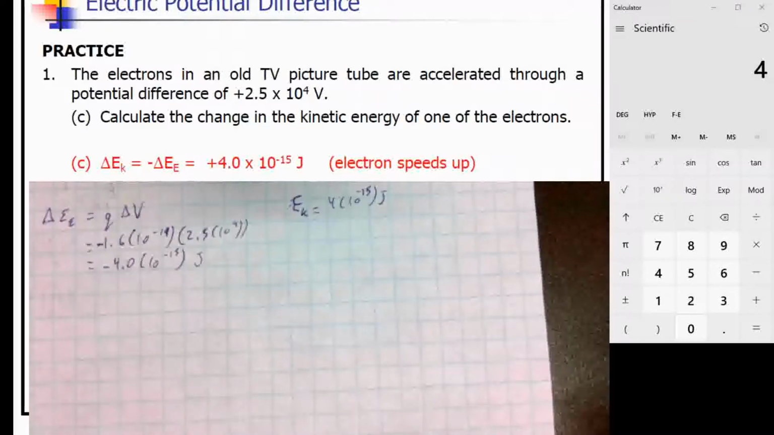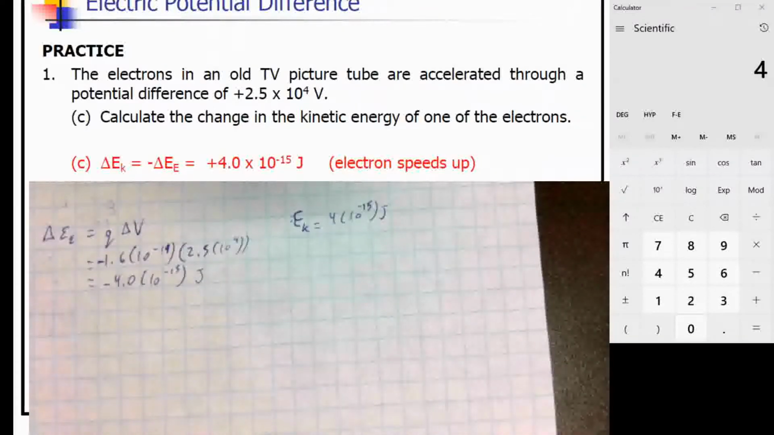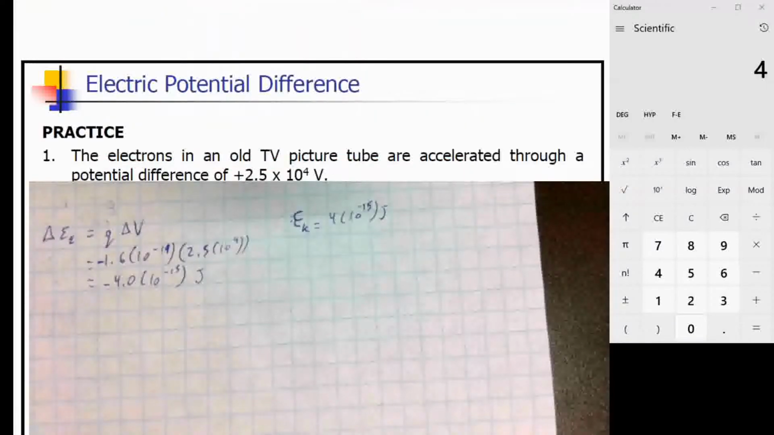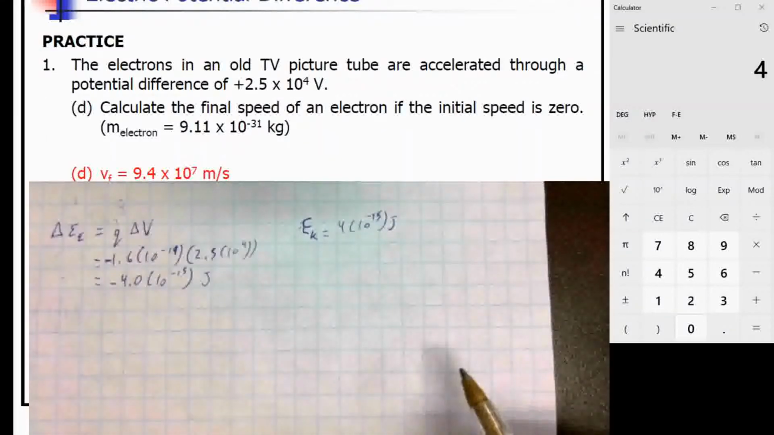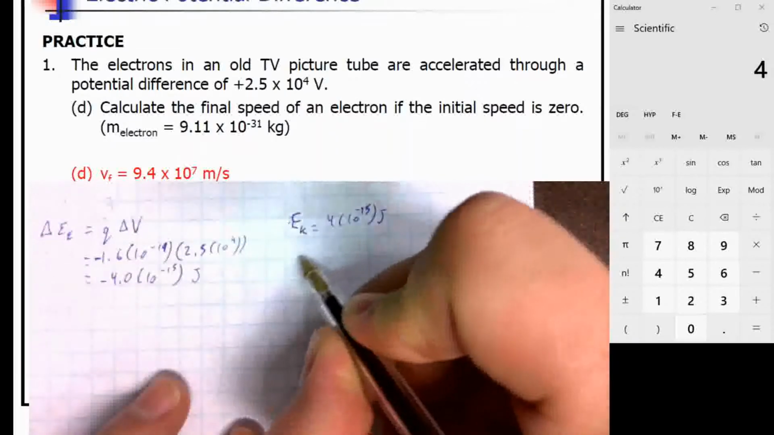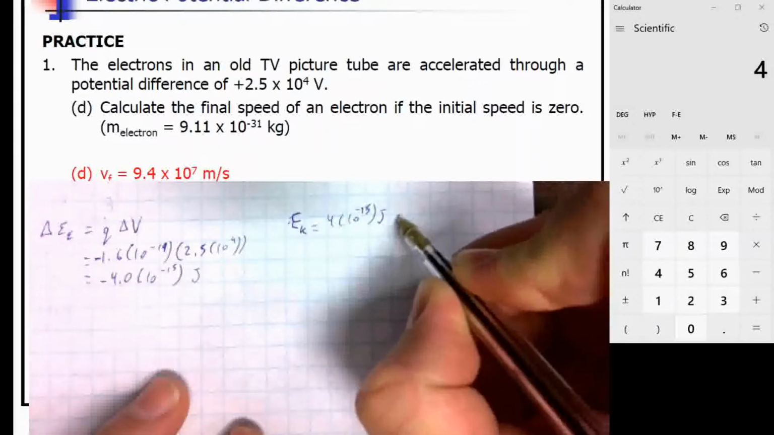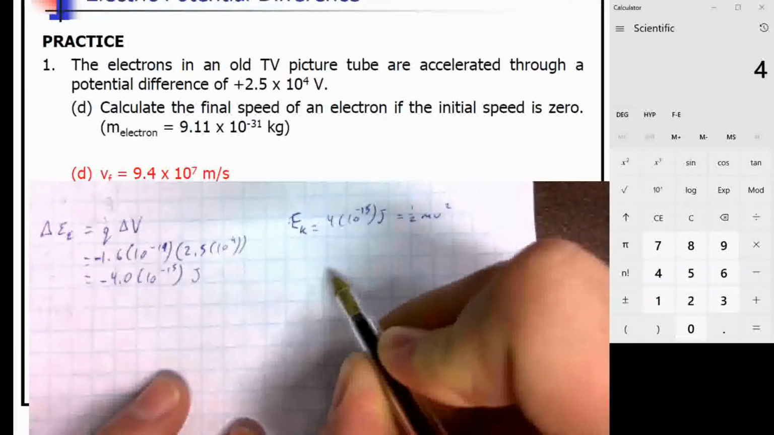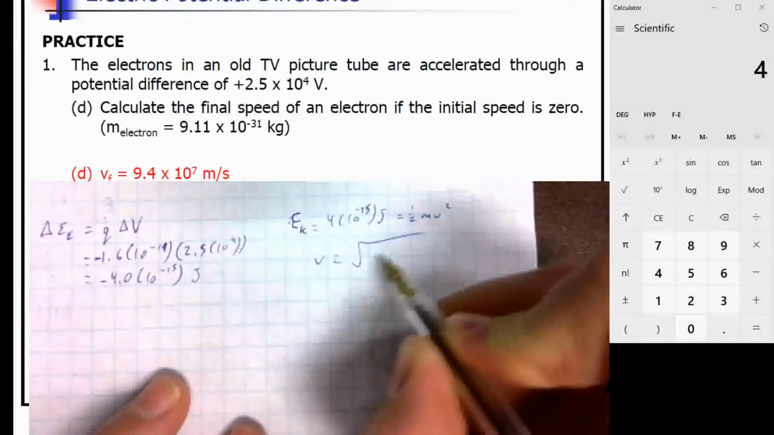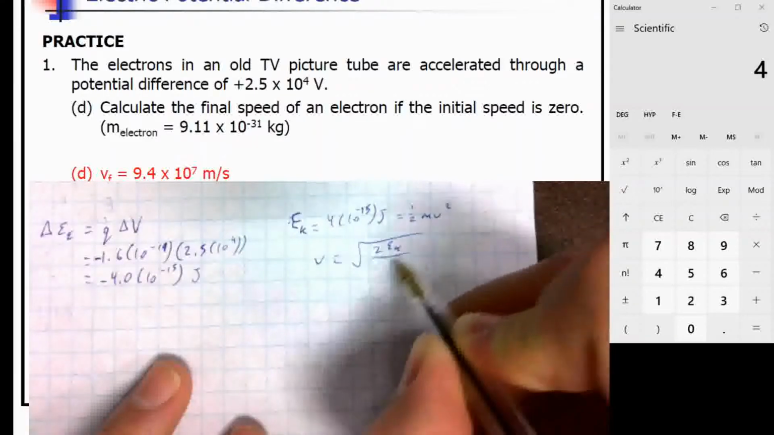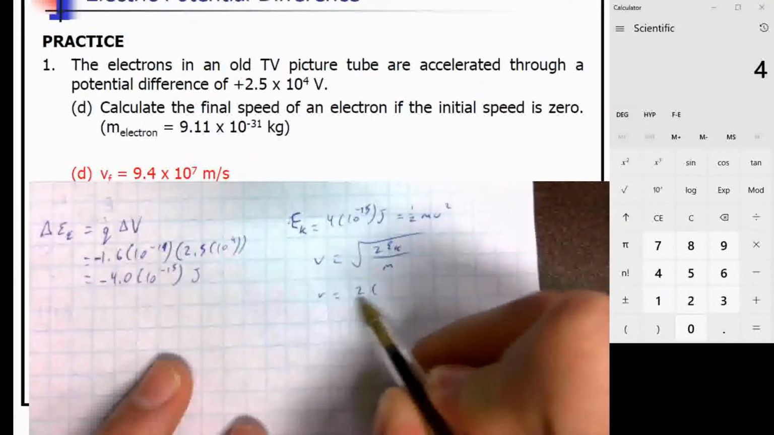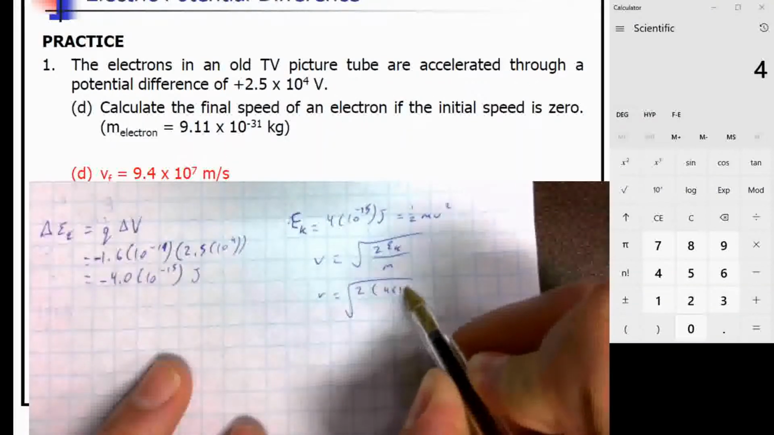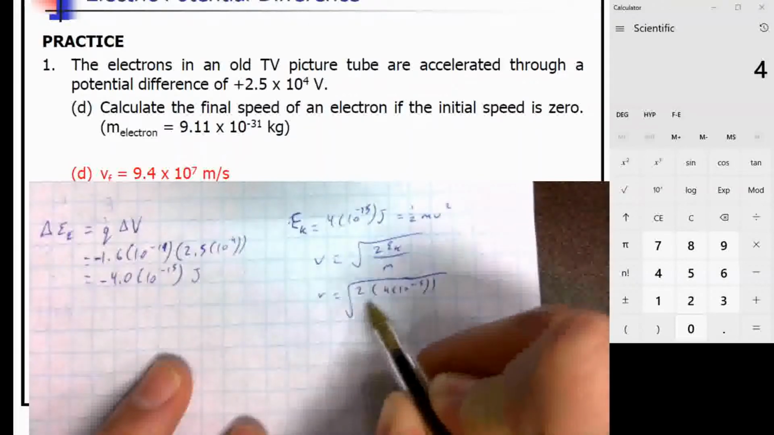So we can use this now in conjunction with 1/2 mv squared to determine how fast the electron moves, which I think the next question is going to ask. Yeah, it says here, calculate the final speed of the electron, assuming that it had an initial speed of 0. So this is equal to 1/2 mv squared, which means v is equal to the square root of 2 KE over m, which is 2 times 4 times 10 to the negative 15 divided by m.